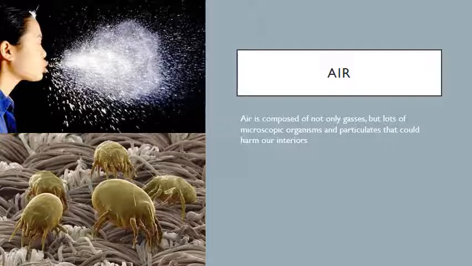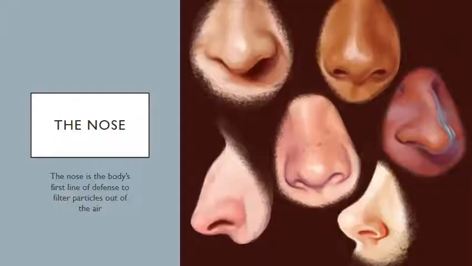Sneezes and all of these microorganisms, these dust mites, heck, you've probably even swallowed bugs at some point in your life. All of those things are in the air, and all of those things potentially can get into your lungs. So you need to filter them out. And to do that, you have the nose. That's right, the nose. It's the body's first line of defense against particulates in the air.